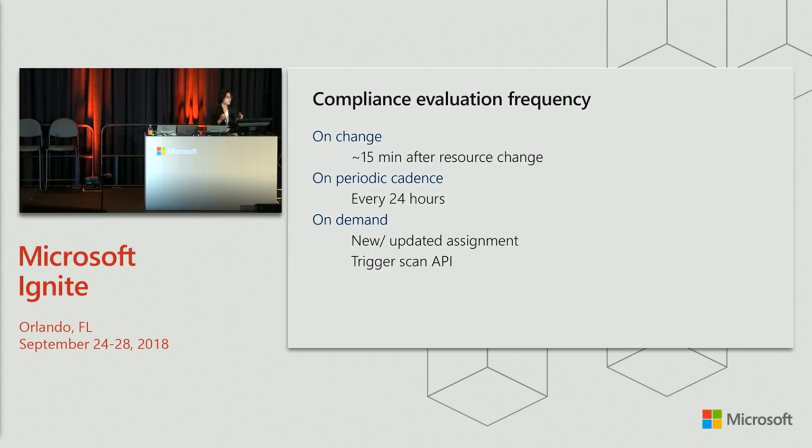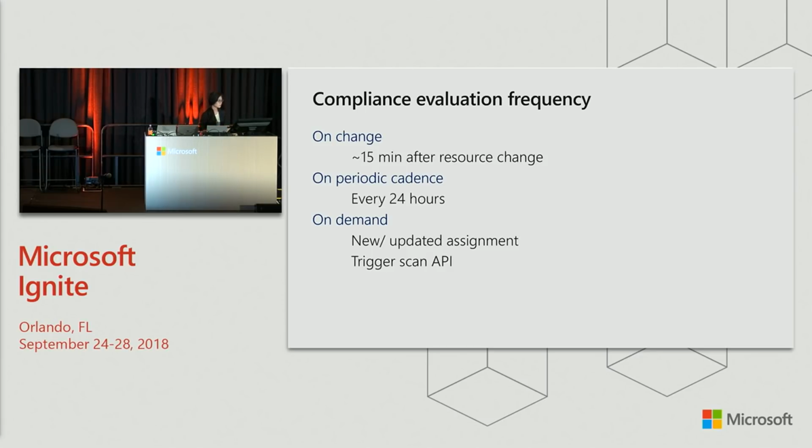After that, whenever there's a resource change, we do what we call delta scan. And so we'll evaluate just that resource and update the compliance state. And that usually gets reflected within about 15 minutes of the resource change. We also have a periodic scan as well. So every 24 hours, we do full snapshots again, just in case there was any drift that we did not catch.